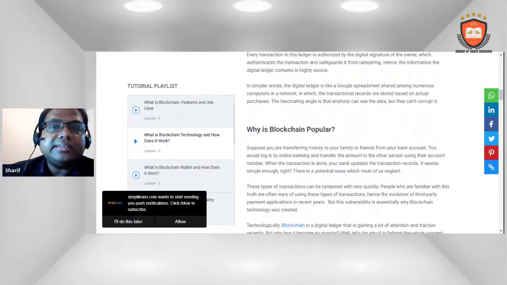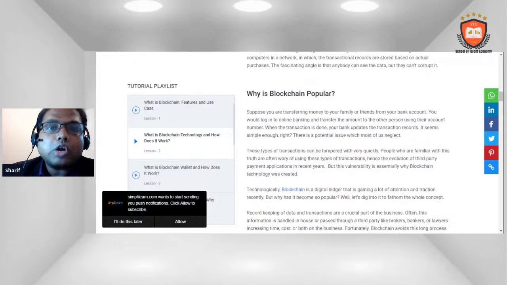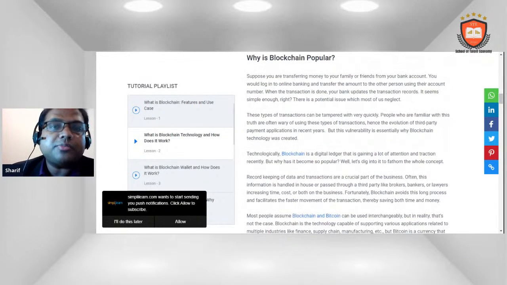In simple words, the digital ledger is like a Google spreadsheet shared among numerous computers in a network, in which the transaction records are stored based on actual purchases. The fascinating angle is that anybody can see the data, but they cannot corrupt it. Why is blockchain popular?